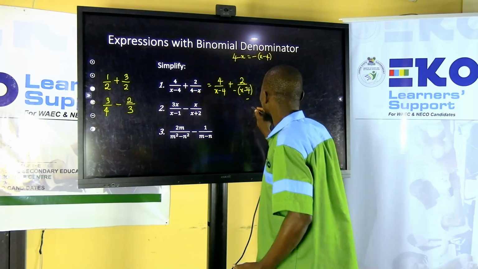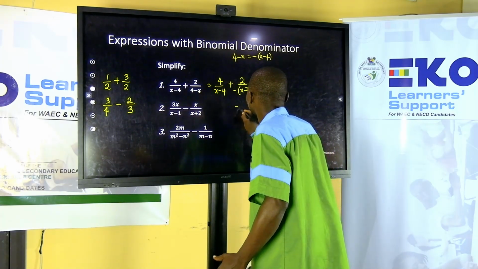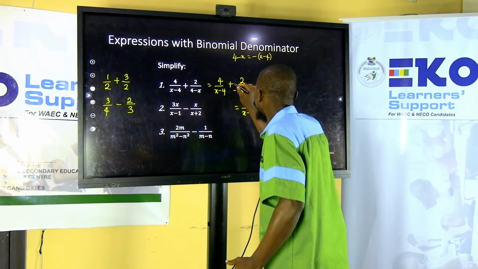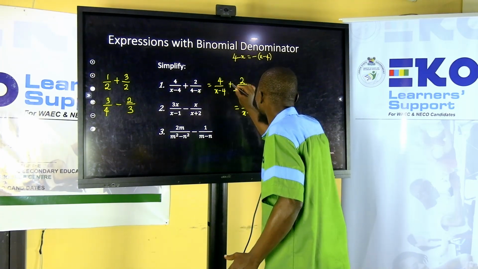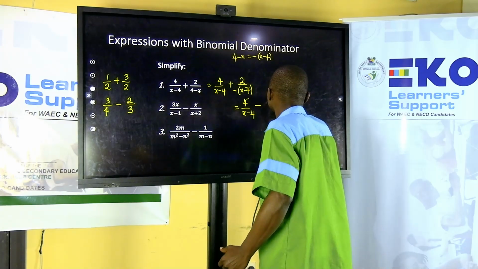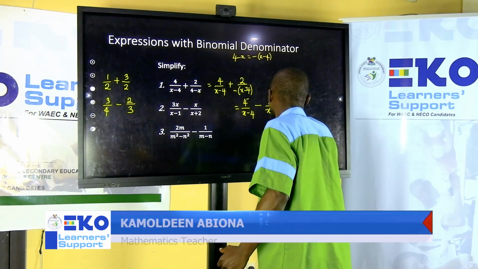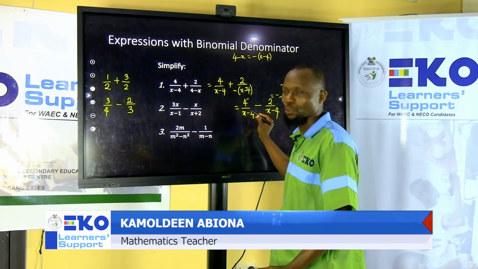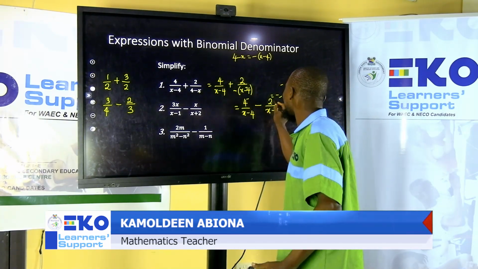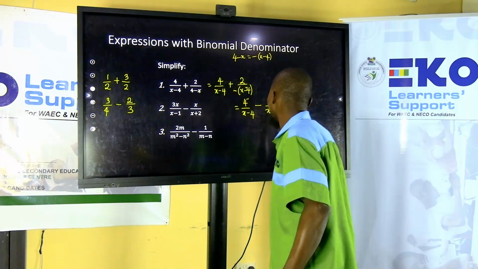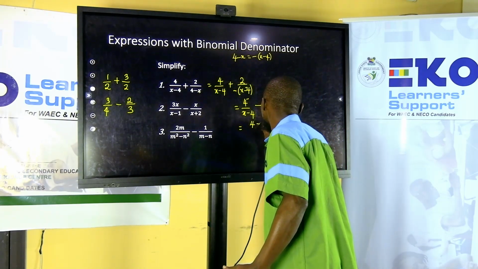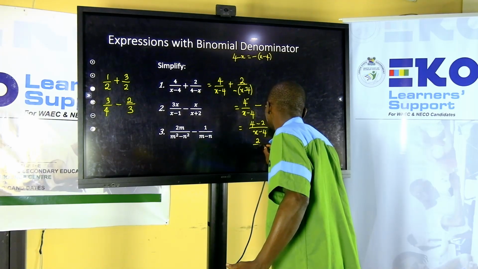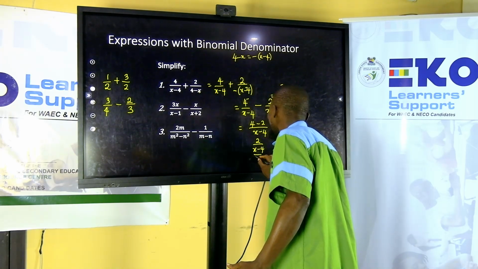Alright? So in that case, what do I have? I have 4 over x minus 4. Then this minus divided by plus divided by minus will give us minus 2 over x minus 4. And what do we have? So you can see, they now have the same denominator. And when they have the same denominator, just apply the operation on the numerator. So we have 4 minus 2 over x minus 4. What is 4 minus 2? That's 2 over x minus 4. So as simple as that.